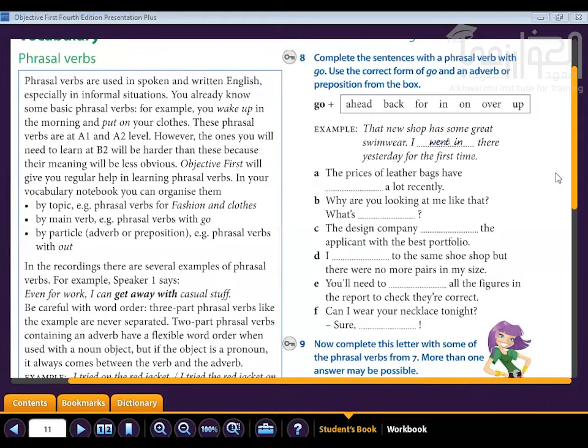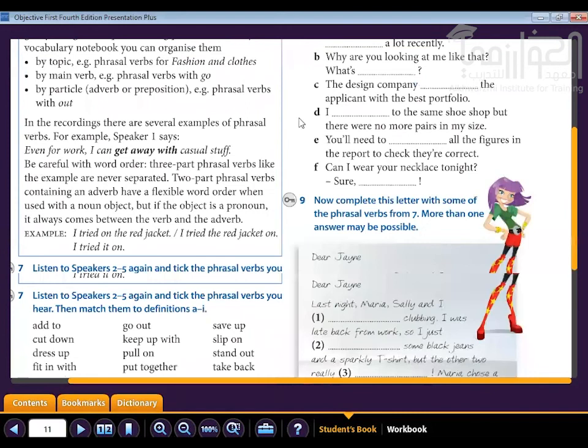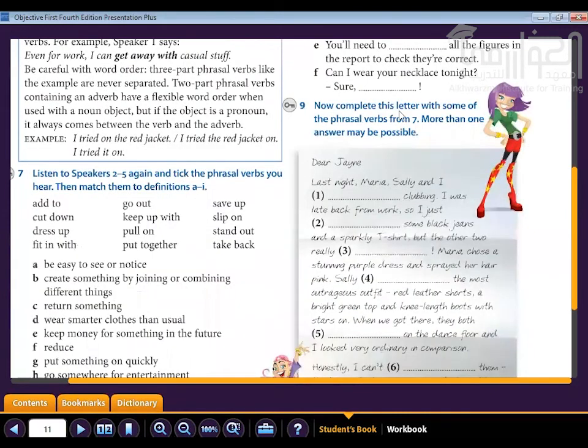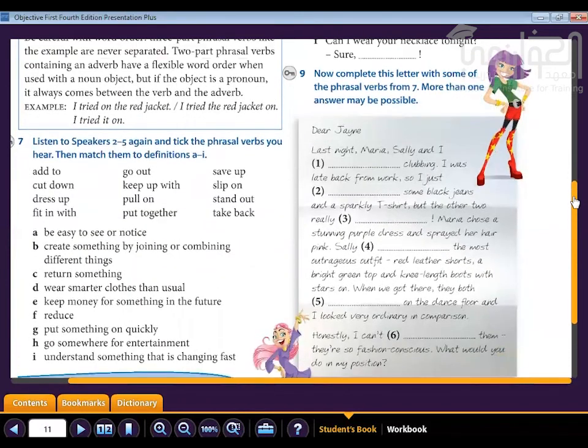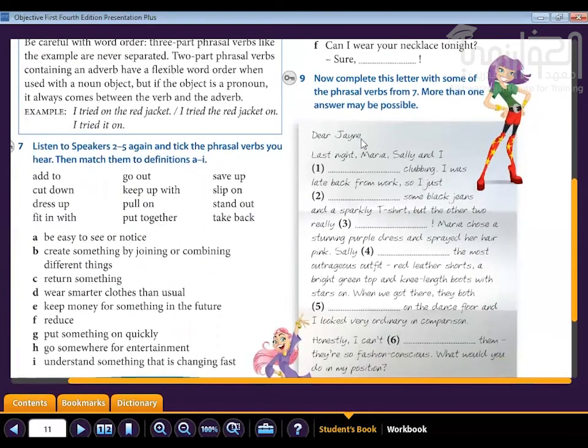And let me clear this. So we have activity 9 here, which says: now complete this letter with some of the phrasal verbs from 7. The phrasal verbs here, this is 7. Some of the phrasal verbs from here, we use them to complete the letter. More than one answer may be possible, so you can have more than one answer for any question. So let's do the first one.